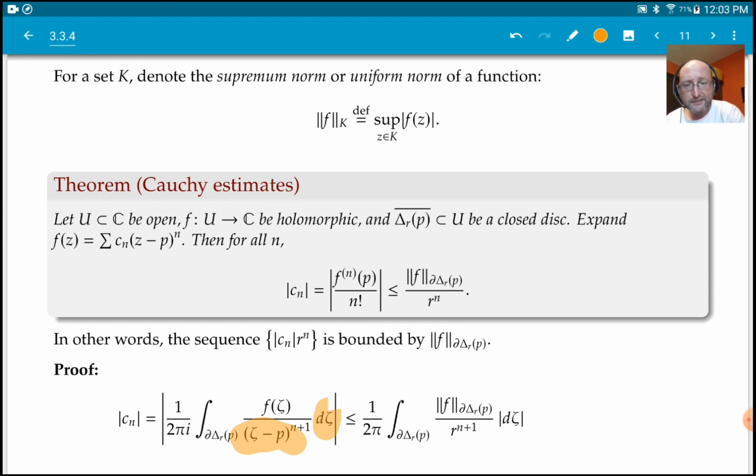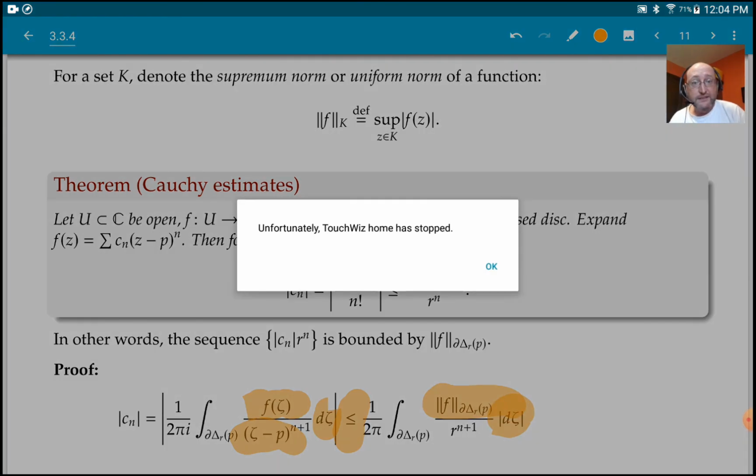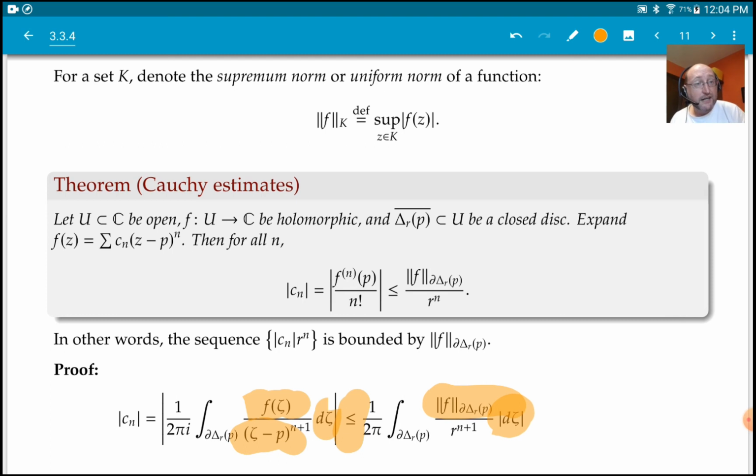And on the top, I get the modulus of f, and maybe there are really two steps over here, right? But I can just replace the modulus of f of zeta, as zeta runs over the circle, by something that's definitely bigger, which is the supremum of f over that little circle, right? So that's what I'm doing over here. And of course, don't forget that when you stick the modulus inside, you're moving from d zeta to the modulus of d zeta.